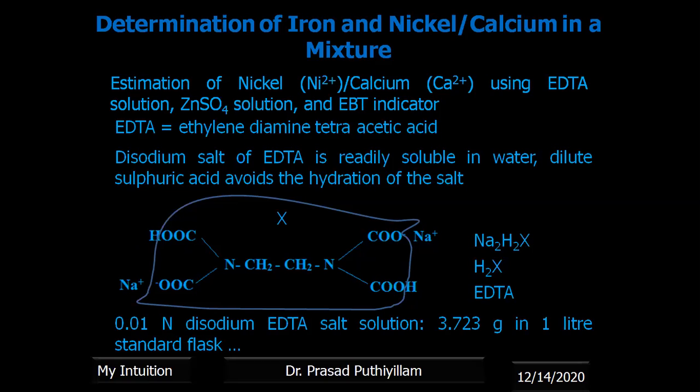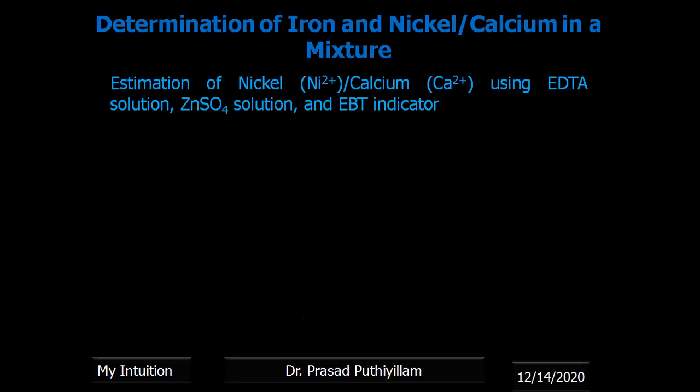So how to prepare EDTA solution? If you want to prepare 0.01 normal disodium EDTA, you need to weigh 3.723 gram in a 1 liter standard flask. It is made up to the mark and shaken well for uniform concentration.